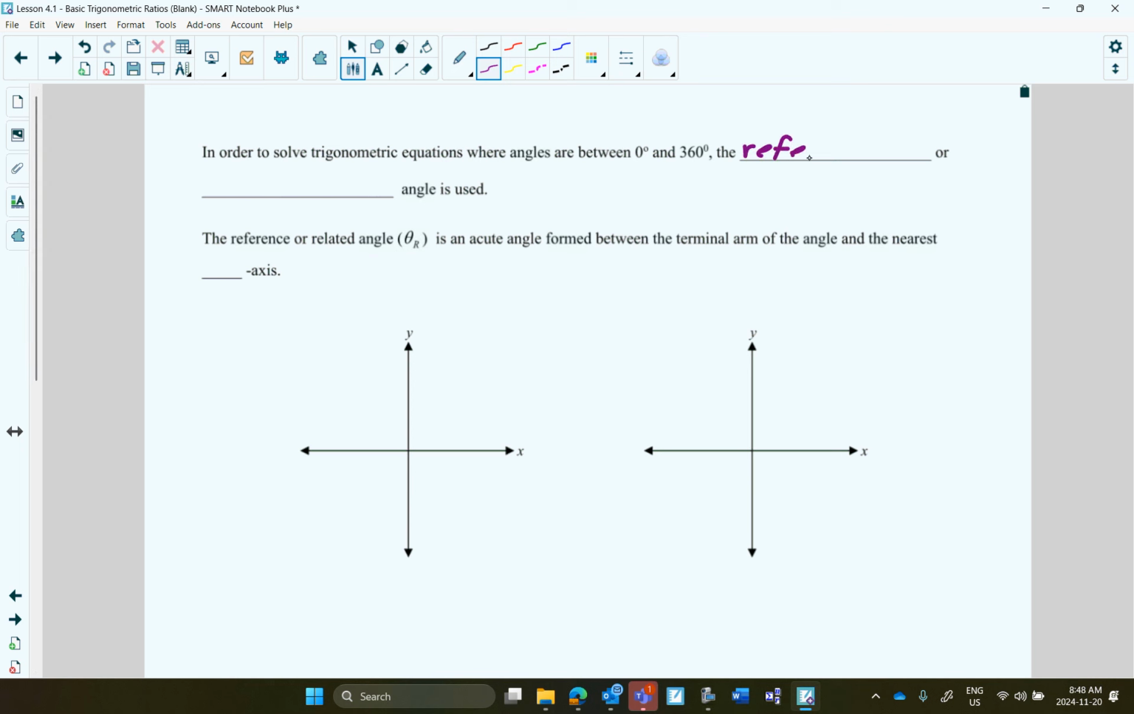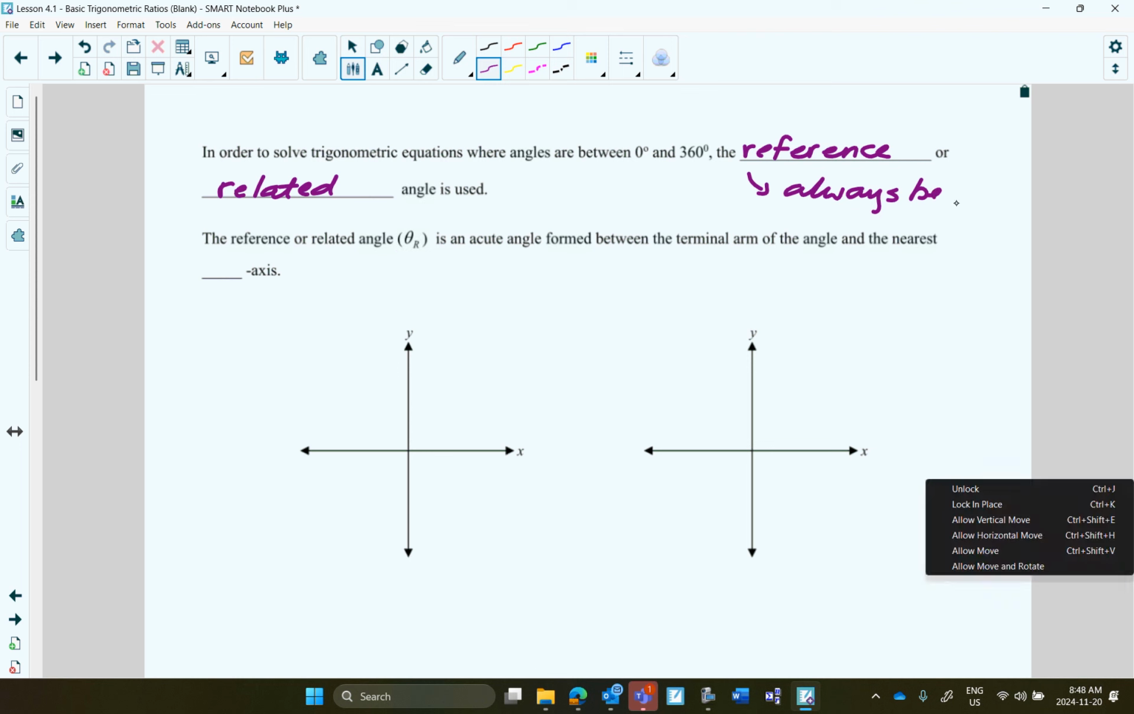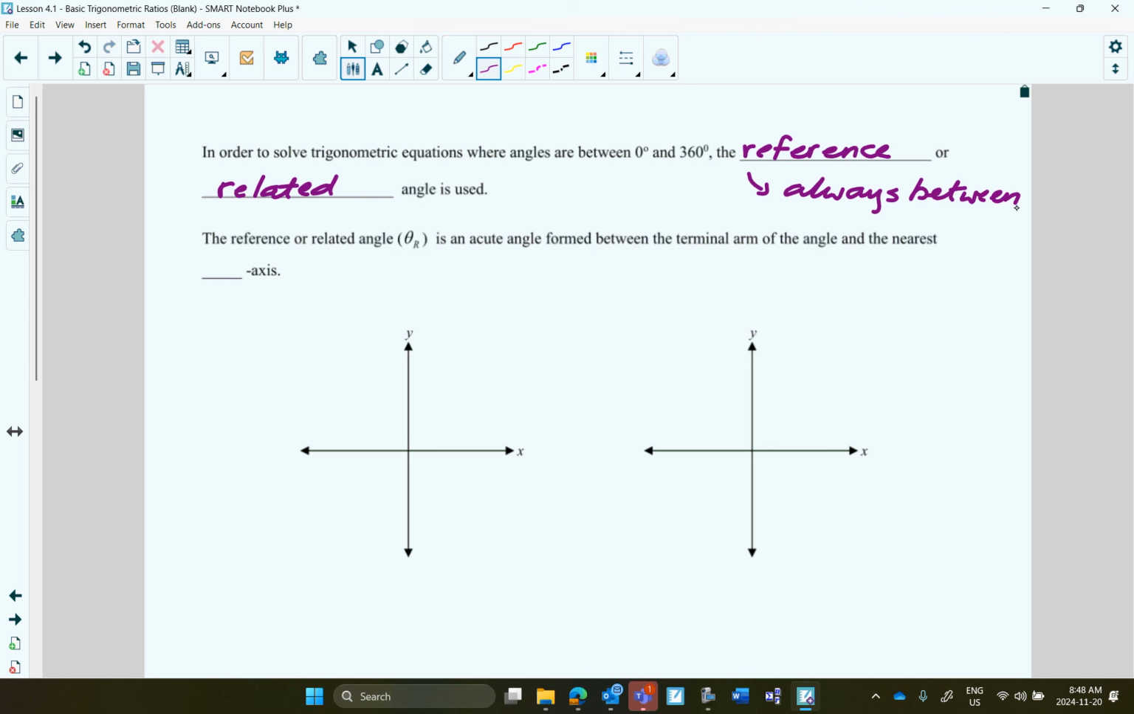Because when you guys first learned trig in grade 10, all the angles we used were between 0 and 90 degrees. And a reference angle for any other angle is always between 0 degrees and 90 degrees. Every angle on a coordinate grid has a reference angle, an acute angle, between 0 and 90. You just have to make sure you find it correctly. Okay?